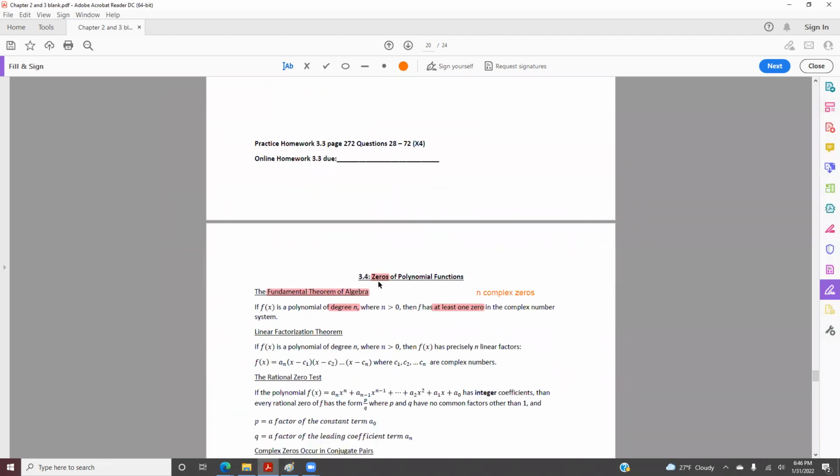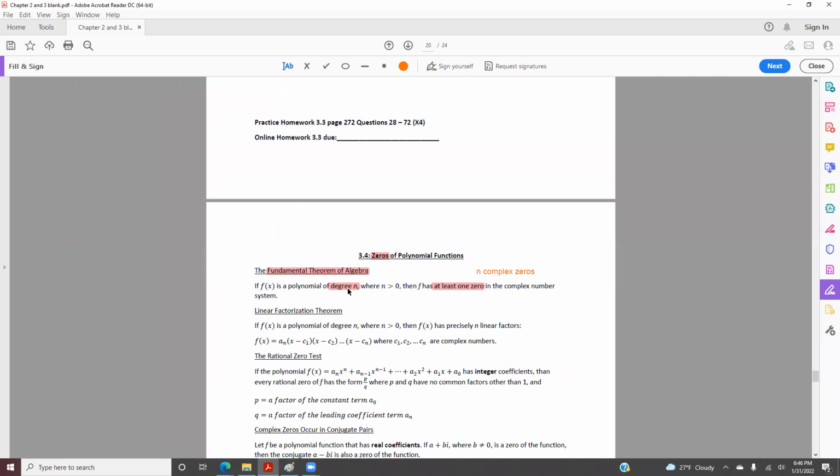But the Fundamental Theorem of Algebra says it depends on your power. So if you have power 4, I expect 4 complex zeros. Complex means it can be i, can be a whole number, can be whatever it is. Make sure you have 4 of them.